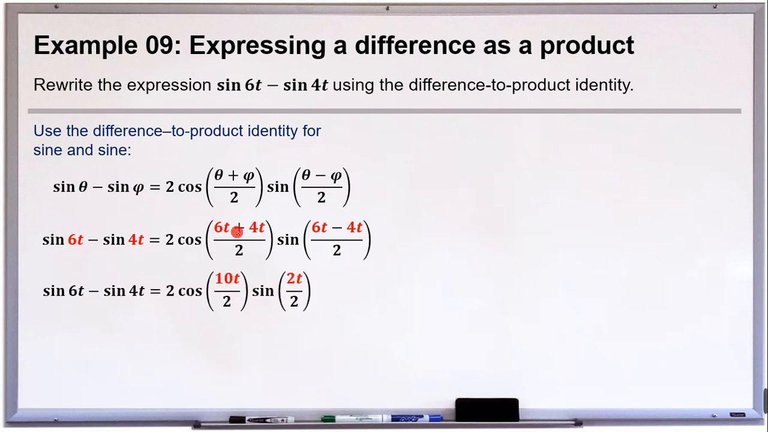Simplifying further, 60 plus 40 is 100 all over 2, then 60 minus 40 is 20 all over 2. Simplifying further, on the right side of the equation you have 2 cosine of 100 over 2, that's 50, and then 20 over 2, that is 10. So you have the final answer, 2 cosine 50 multiplied by sine 10. This is the other expression for sine 60 minus sine 40.